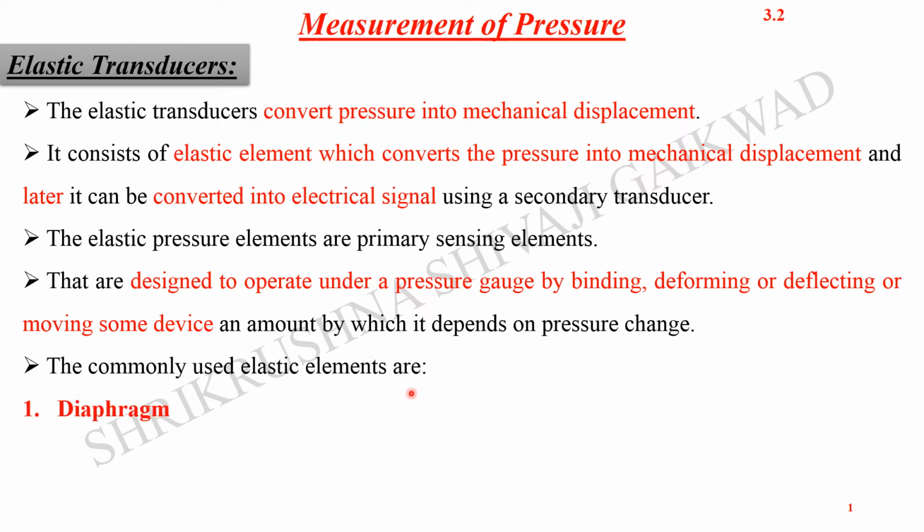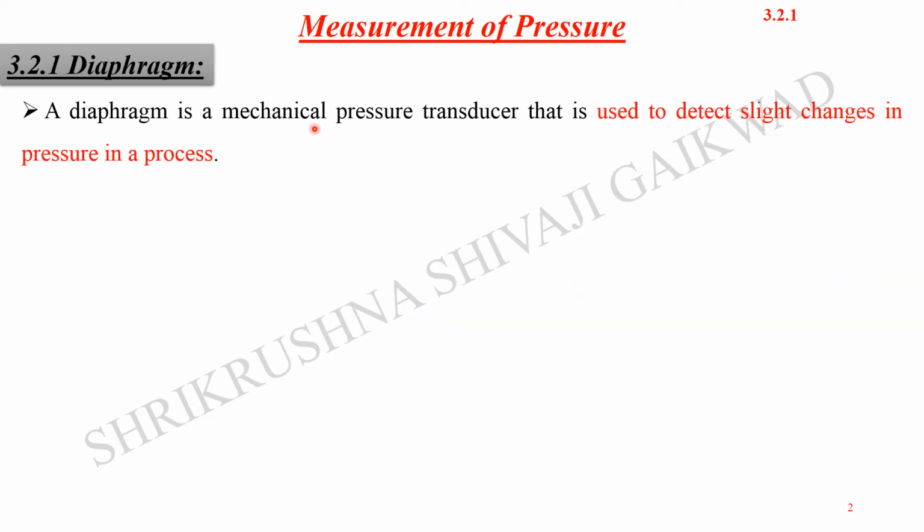Right. There are commonly used elastic elements, and a few of them are here. That is the diaphragm, Bourdon tube, and the bellows elements. The diaphragm, as we know, is nothing but the eardrum, the membrane in the middle of the ear, which is called the diaphragm. It is a simple example, right? In the ear we have the diaphragm inside, so when sound is incident on it, it vibrates about its position, and we get the sensation of the sound, right?